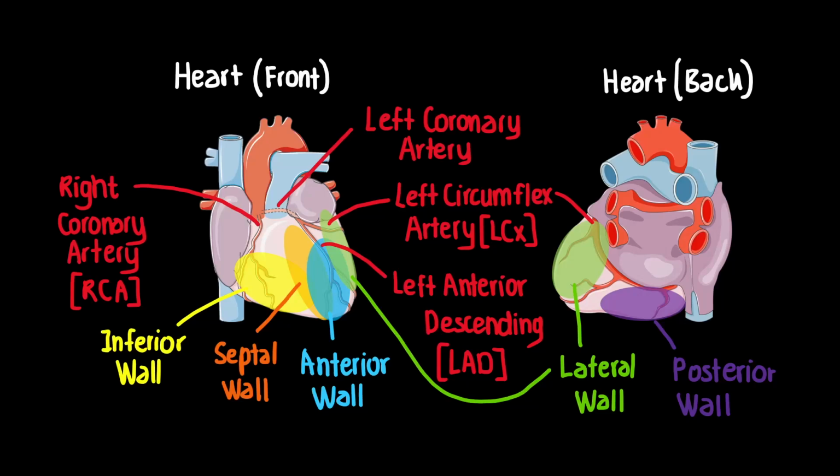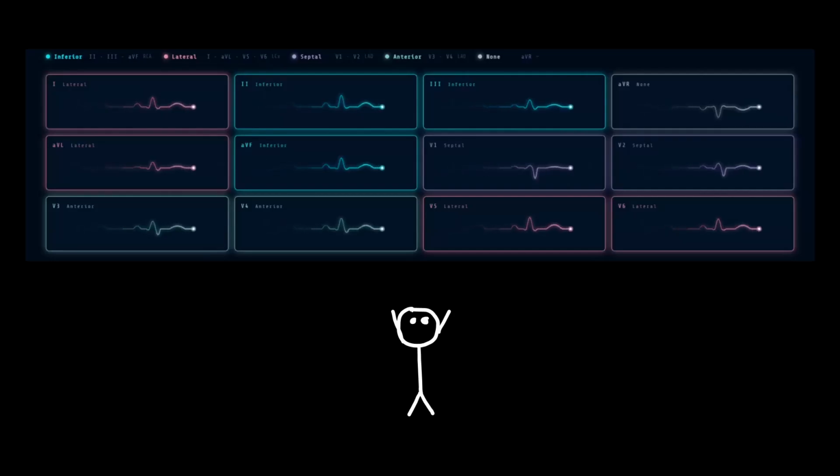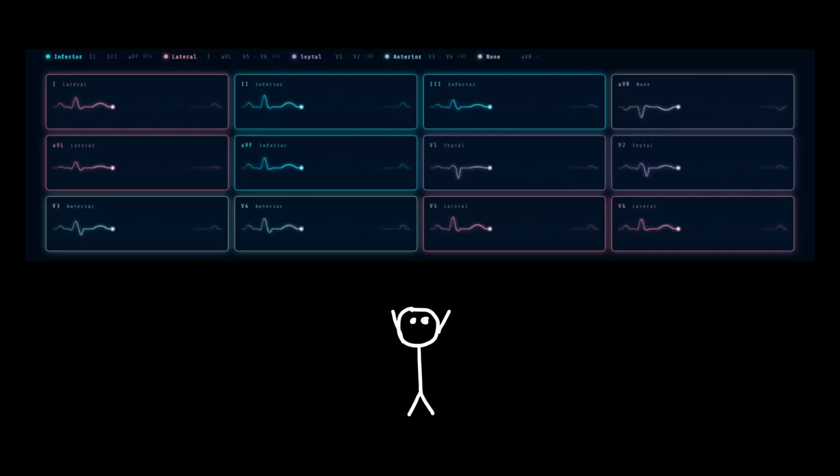The leads look at specific parts of the heart. What exactly are they looking at? This is our lecture for today.